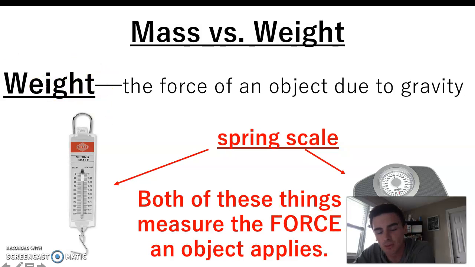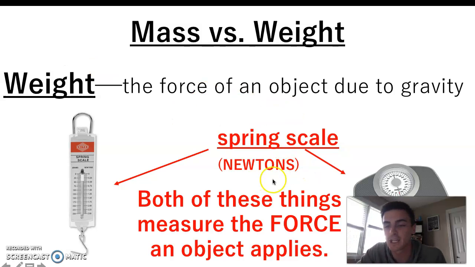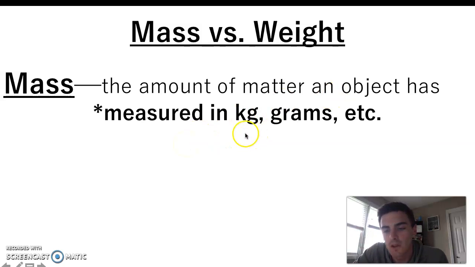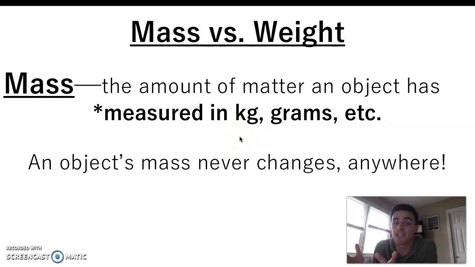Really, guys, weight is all about the force that an object applies, and that is what's different on every planet. We usually measure this in newtons, although pounds is a different system. In our scientific system, we use newtons to measure weight. On the other hand, mass is the amount of matter an object has, and that never, ever, ever changes. So if we have a 30 kilogram bowling ball on Earth and we take it to the moon, it still is a 30 kilogram bowling ball. Its mass and the atoms it's made up of never change. What changes is the force it would apply downwards due to gravity.